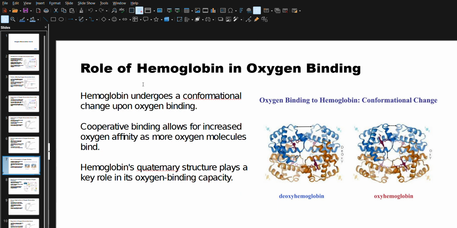So hemoglobin undergoes a conformational change upon oxygen binding. You can see here in the diagram deoxyhemoglobin and oxyhemoglobin. You can see the diagrams here. So here cooperative binding allows for increased oxygen affinity as more oxygen molecules bind. You can see here how the binding takes place. Hemoglobin's structure, this is a quaternary structure that you can see here, plays a key role in its oxygen binding capacity. Here you can see the differences.